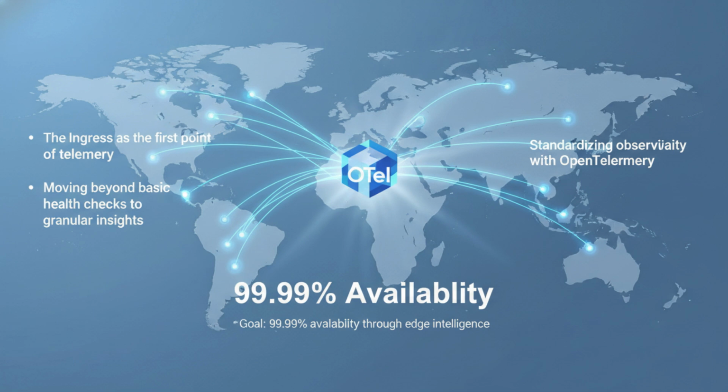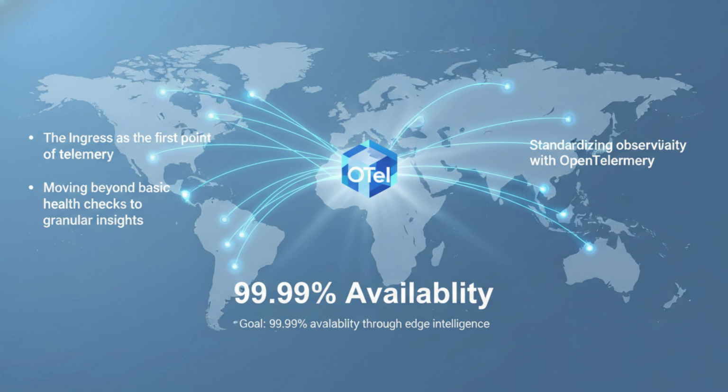Welcome, architects and engineers. Today, we are diving into the critical frontier of observability at the network edge. As our systems scale globally, the ingress controller has evolved from a simple load balancer into a sophisticated intelligence hub. Monitoring these entry points is no longer just about checking uptime. It is about understanding the life cycle of a request from the moment it hits your perimeter.